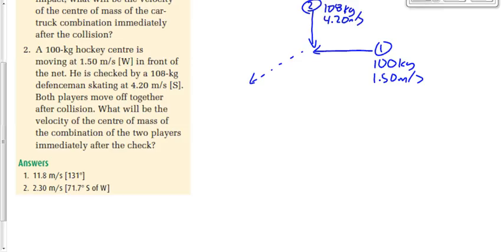Well, we know what to do, right? We know that this is an X problem and a Y problem. So let's do that. We're going to say, once again, 2 objects, M1V1I plus M2V2I equals MVF. 2 objects combine to form 1 object after the collision.